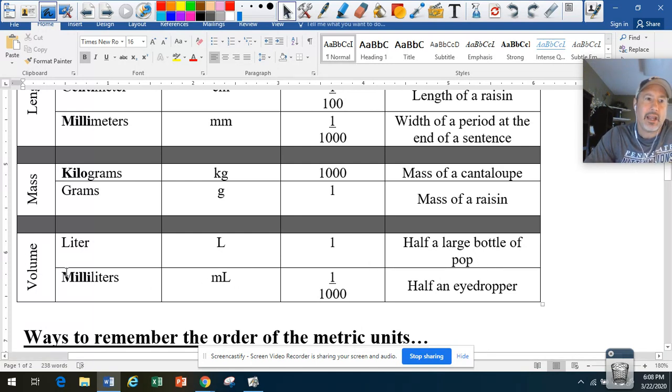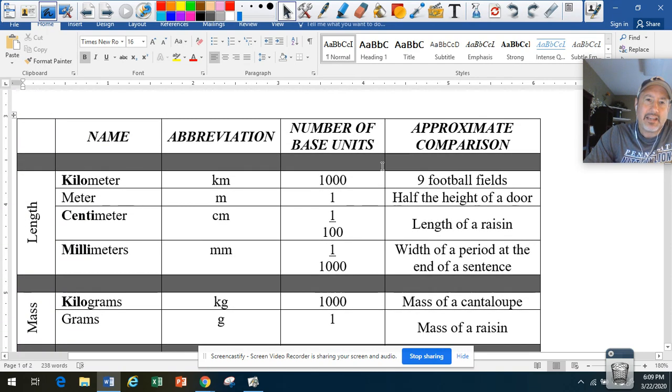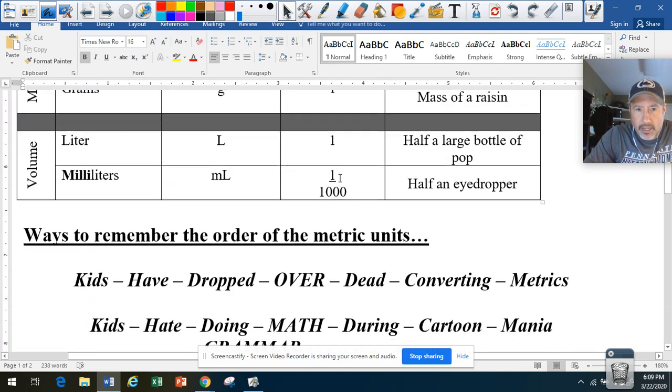And then finally, we have our milliliters. Our abbreviation is mL. From the base unit, it's 1/1000, and we think of that as about half of an eyedropper. The number of base units can be confusing here, but we'll explain more of that as we go.